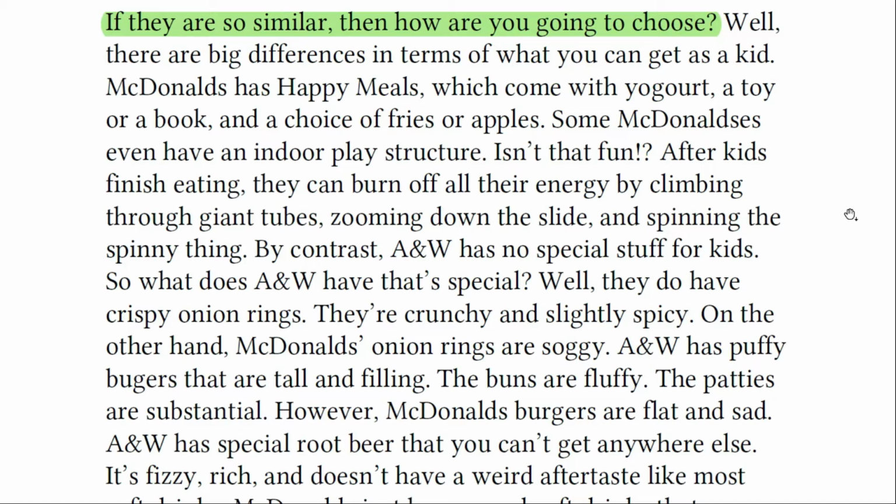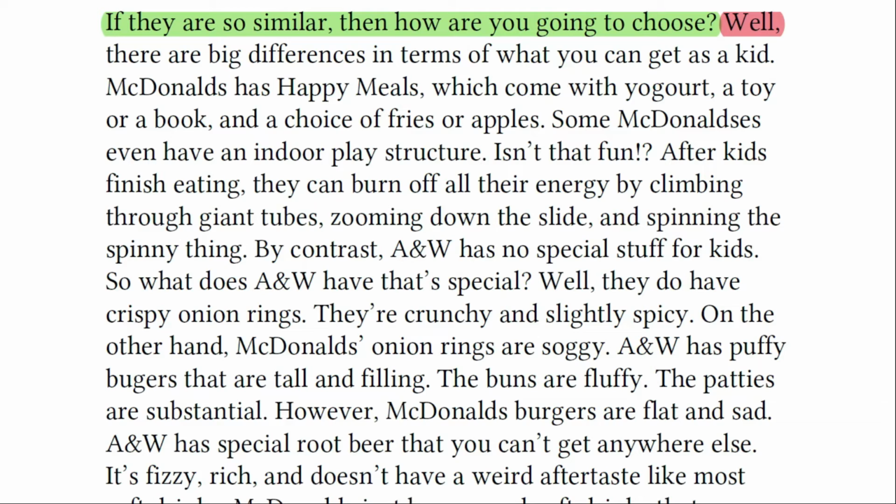Well, well looks like a transition word, so let's highlight that in red. Well, there are big differences in terms of what you can get as a kid. So the rest of the information underneath here is going to be about the differences between what McDonald's gives you for kids and what A&W gives you for kids.